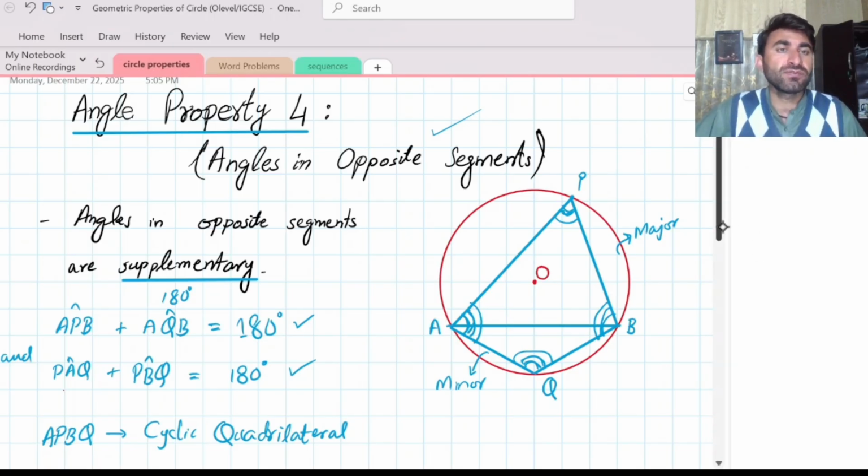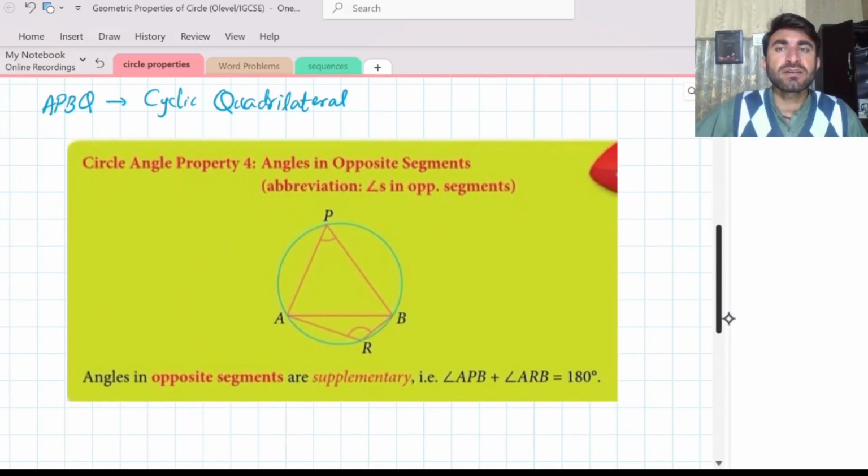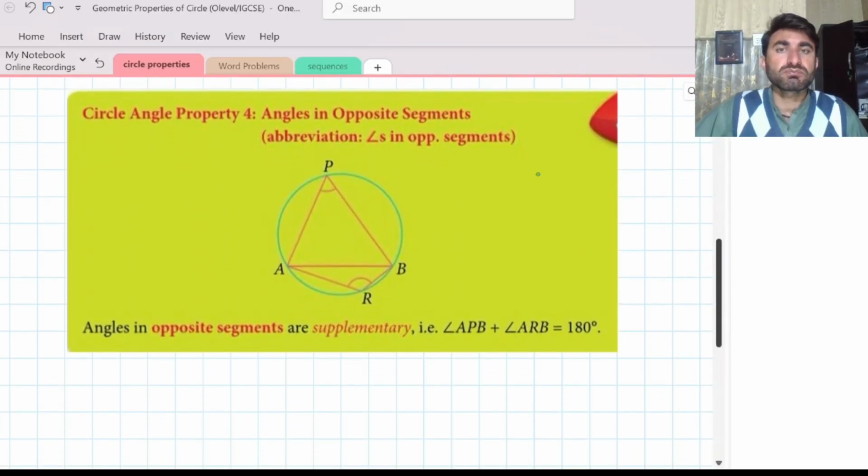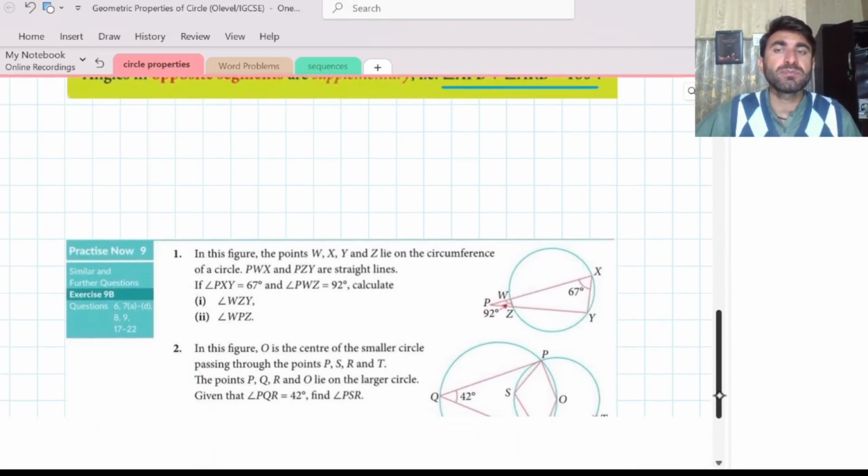Now moving forward, we have the diagram for this one. Here is the abbreviation for this property. In diagram we can see the two angles, the angle at P and angle at R, and as they lie in the opposite segment they add up to 180 degree. Now here we have some practice now question.